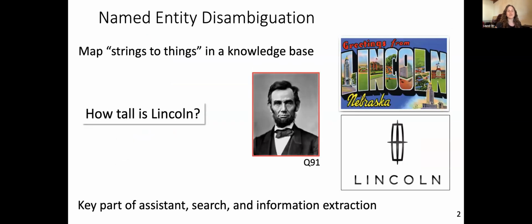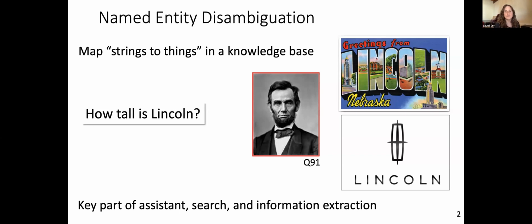So as a primer, let me just explain what this task is. This is the process of mapping from strings to things in a knowledge base. So for example, if you had the question, how tall is Lincoln? A personal assistant or the system would have to return that the mention is referring to Abraham Lincoln, not the car company or the city in Nebraska, to answer this question correctly.